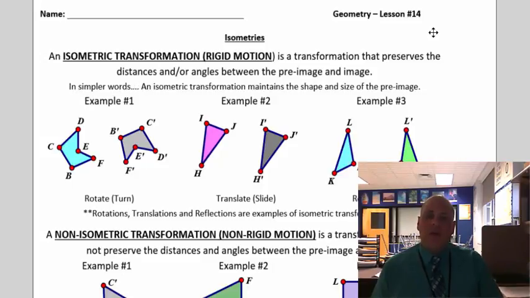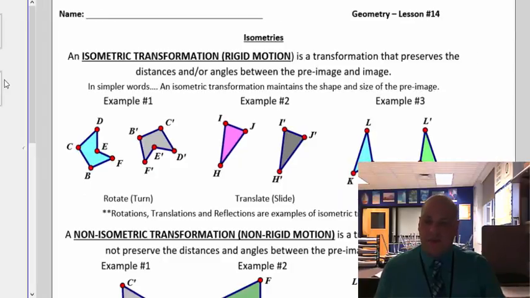In simpler words, an isometric transformation maintains the shape and size of the preimage. So, very simple. If the shape and size remain the same, we have a rigid motion, which is called an isometry. Again, same size, same shape, it's an isometry, it's a rigid motion. That's what you have to memorize. So here's some examples for you.